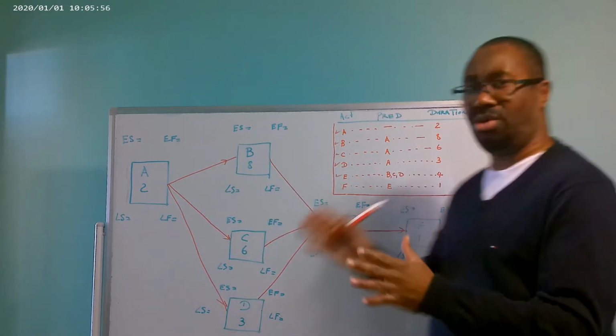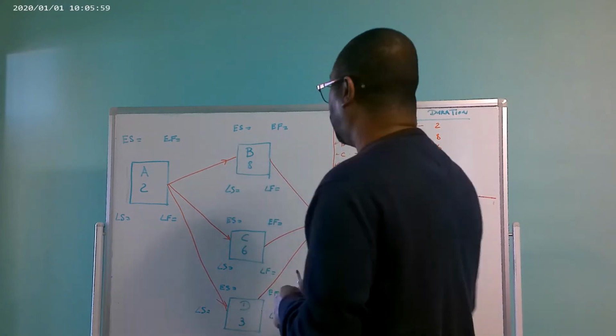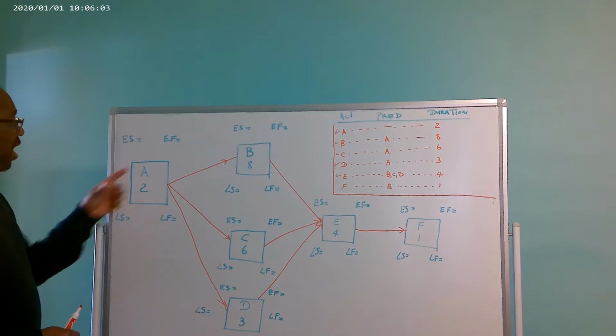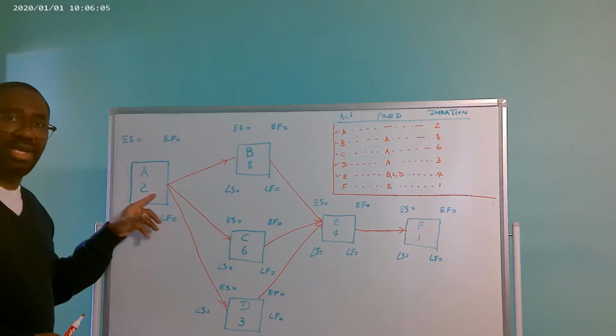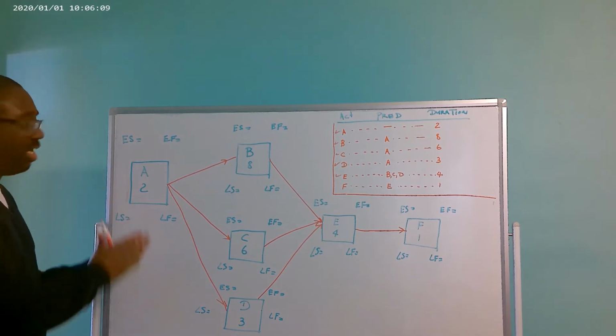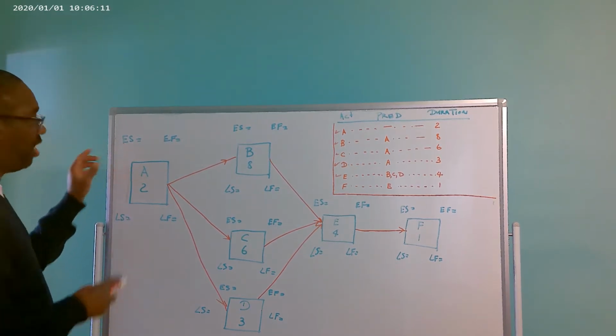So let's do the calculation real quickly. We have activity A, which has a duration of 2 days. Since we are starting with activity A, the early start for activity A is going to be 0.